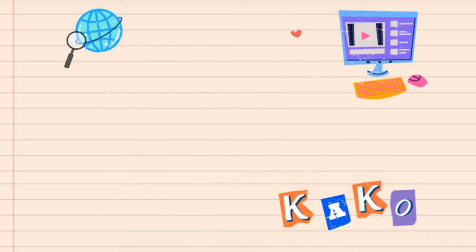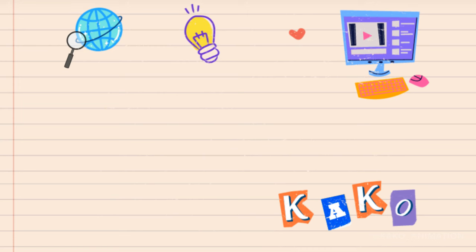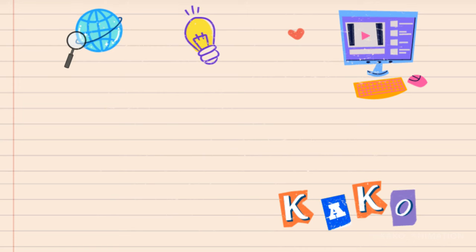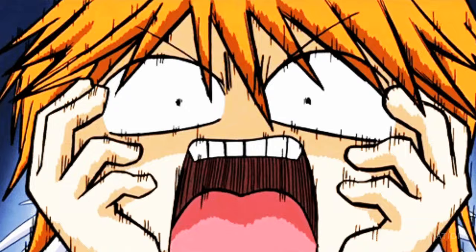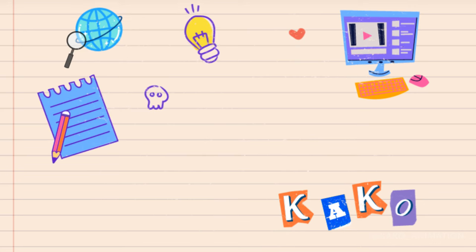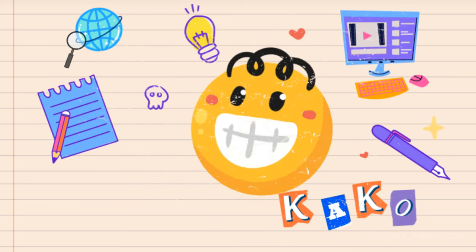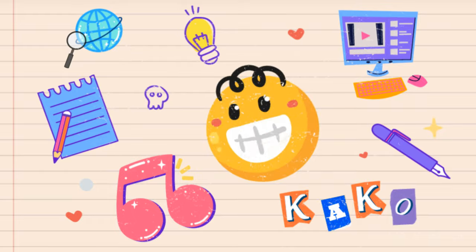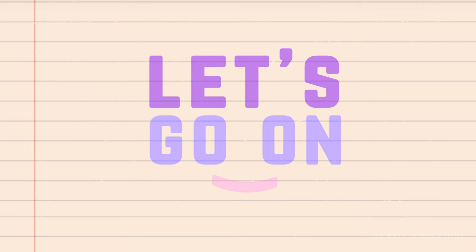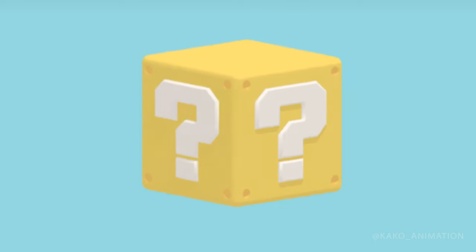Step 1, brand research. Step 2, seeing good animations of others. Step 3, imagination of ideas. You may have no idea at first. Then drawing good ideas on paper, like a storyboard. Then vectorize, animate, sound and music, and over. Let's go on. What did I do?